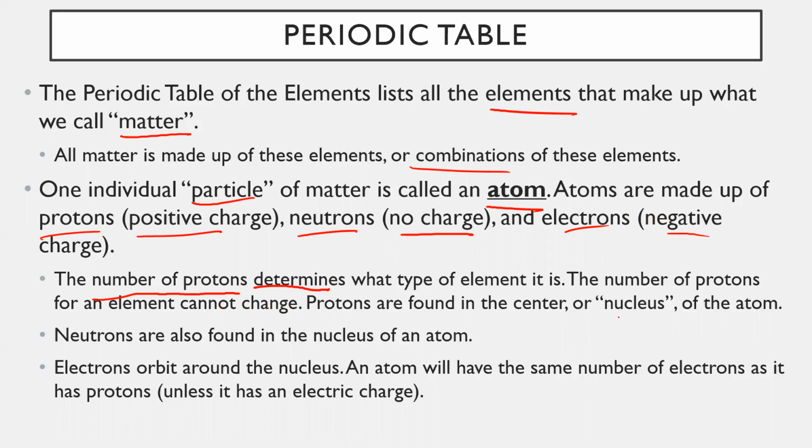Protons are found in the center, or in other words, the nucleus of the atom. Neutrons are also found in the nucleus of an atom. They don't have a charge, though. And then electrons are the ones that are orbiting around it. Now, electrons, generally speaking, you have the same number of electrons as you have protons. But if your atom has an electric charge, then your number of electrons will be different. An electric charge, look at the word elect, right? In that elect, it's like electron, right? An electric charge is determined by whether you have more or less electrons than you should, right? That's basically how it comes. Anyway, moving on.